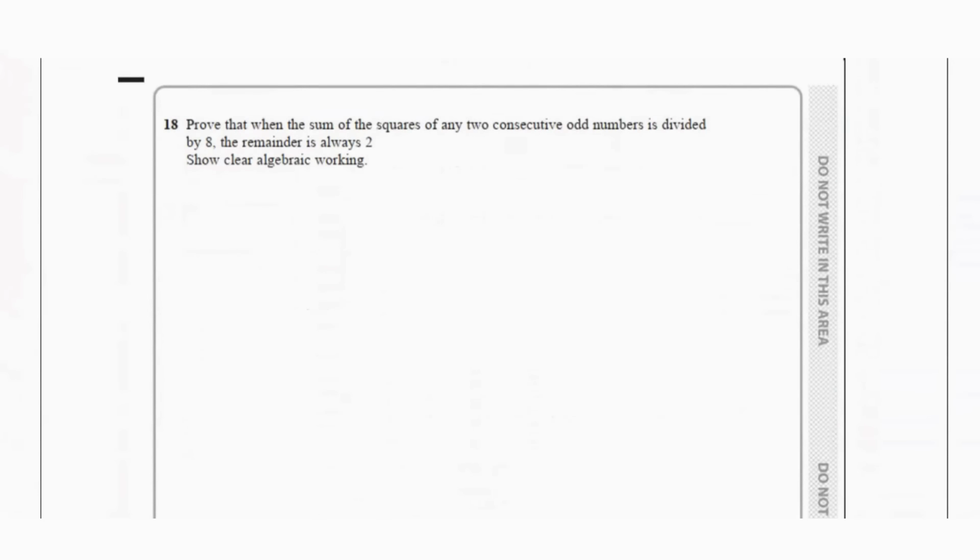Then algebraic proofs, there's a very high chance it's going to come because it didn't come in paper 1. So you can get anything. For this one, it says prove that when the sum of the squares of any two consecutive odd numbers is divided by 8, the remainder is always 2. So firstly, we have to identify any two consecutive odd numbers. So 2x minus 1 is one odd number, and the other is going to be 2x minus 3.